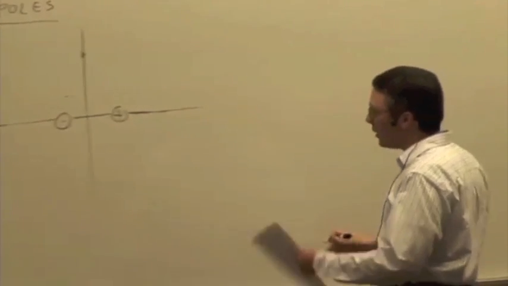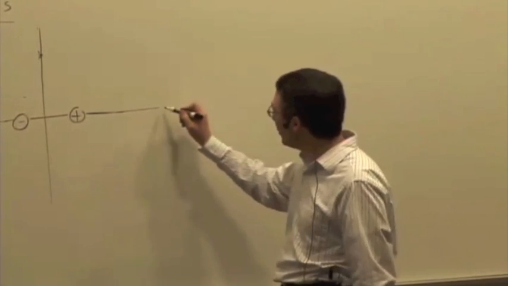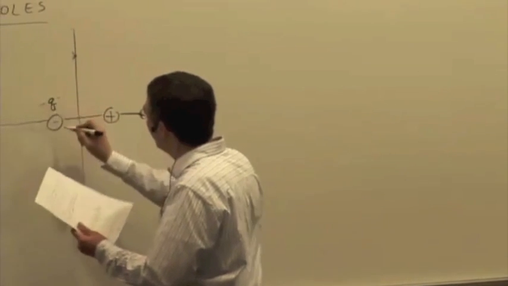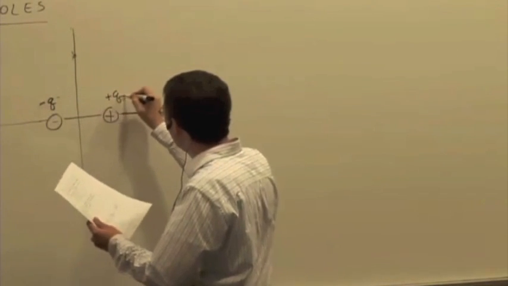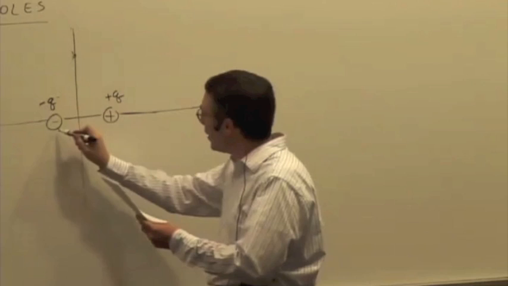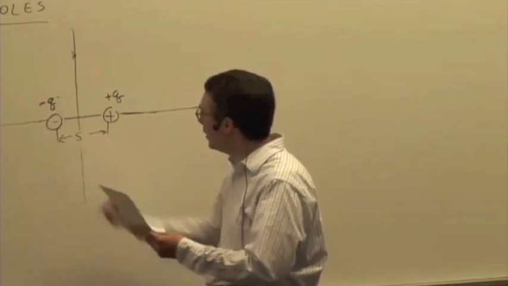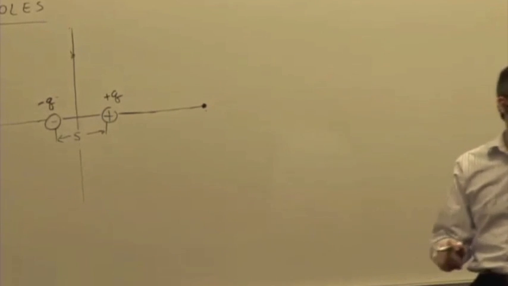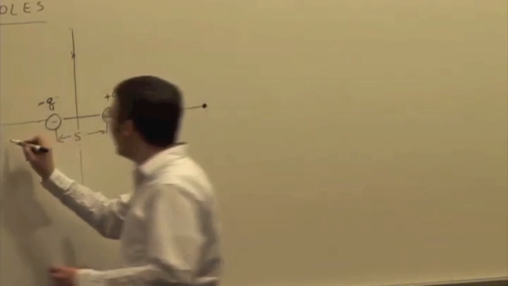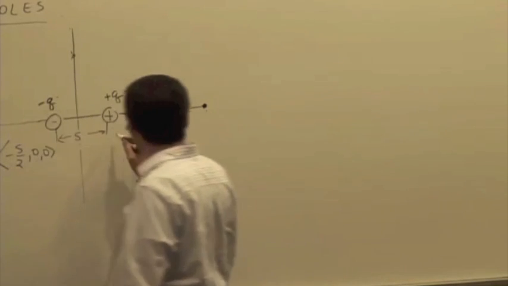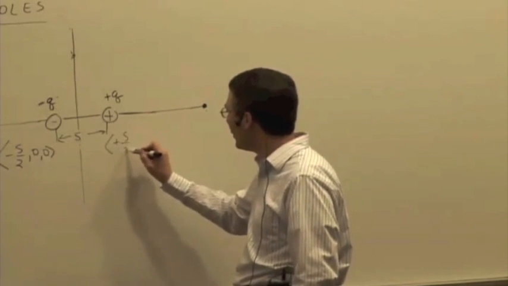So let's say we want to calculate a general expression for the electric field of a dipole at this particular observation location on the axis. Let's say that we have a negative charge, minus q, here, and positive plus q here. We'll say that the distance between the two charges, we'll call that S. So the position of the negative charge would be negative S over 2, 0, 0. The position of the positive charge would be positive S over 2, 0, 0.